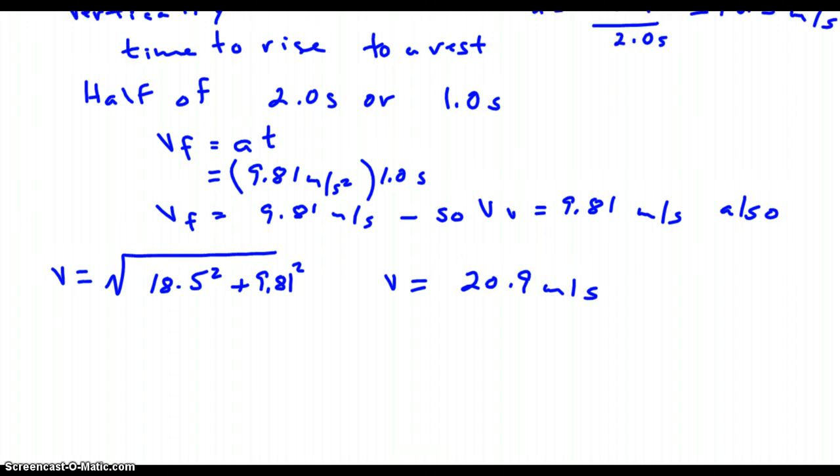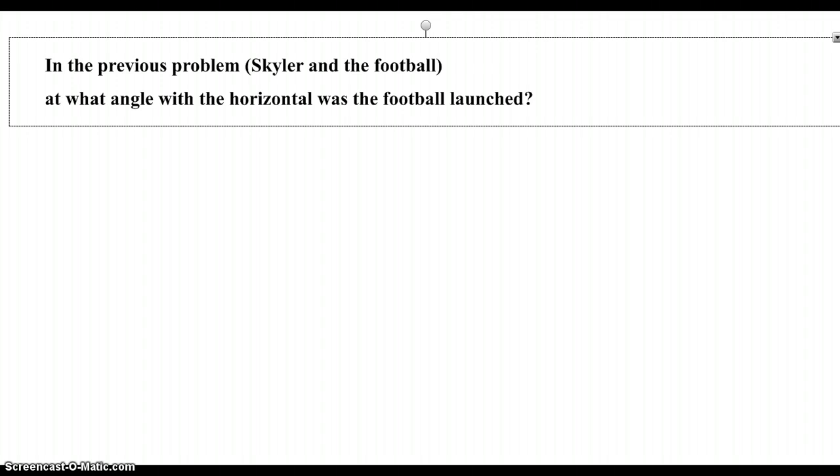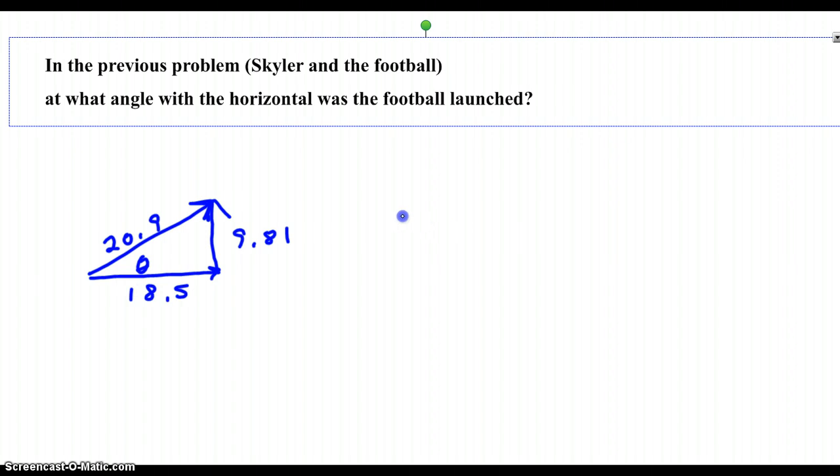Now, as a second part to this problem, at what angle to the horizontal was the football launched? If we want to know the angle, now we actually know all three sides of the triangle. So we could use any trig function that you would like to find this particular angle, theta. We know that the hypotenuse equals 20.9. We know the vertical velocity was 9.81 meters per second, and the horizontal velocity was 18.5 meters per second.